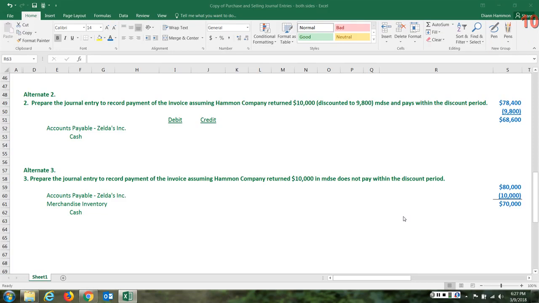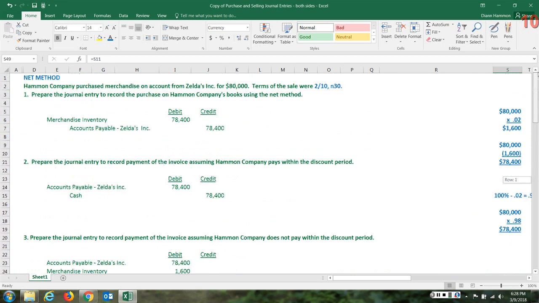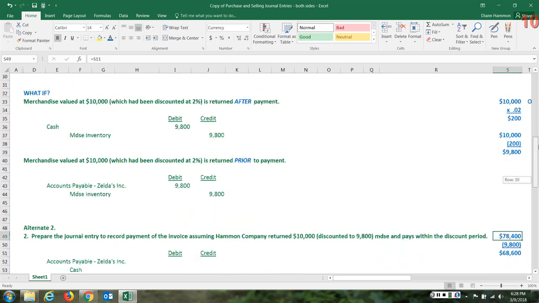Now let's look at the journal entry to record payment of the invoice, assuming that Hammond Company did return $10,000 in merchandise, which had been discounted to $9,800 because of the 2% discount they were allowed to take, and pays within the discount period. So over on the right hand side you see that total. So this is your $80,000 minus 2%, which was $1,600, so $78,400 is what we recorded back at the very beginning. Let me scroll back up and show you. Remember, we recorded the full amount at $78,400.